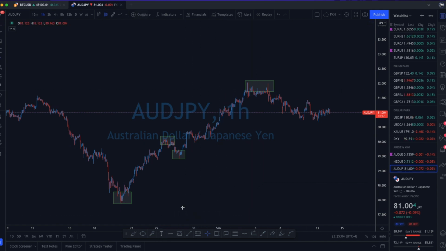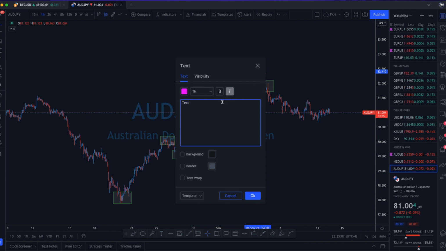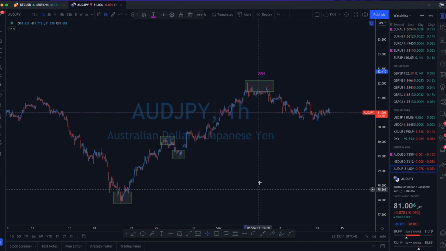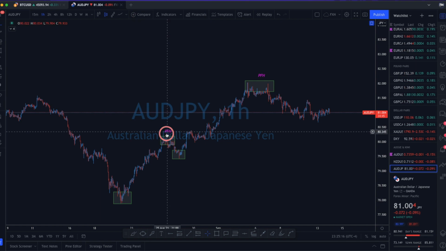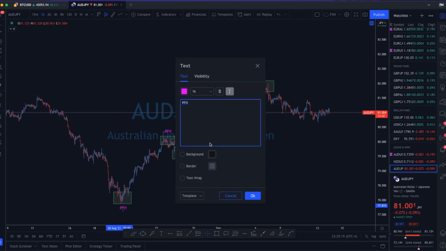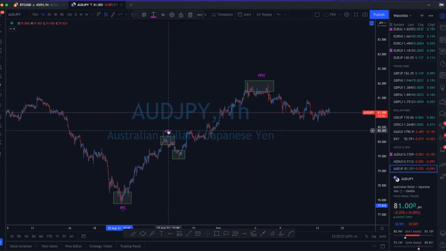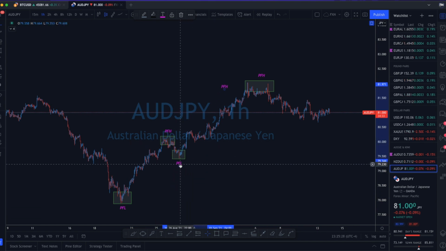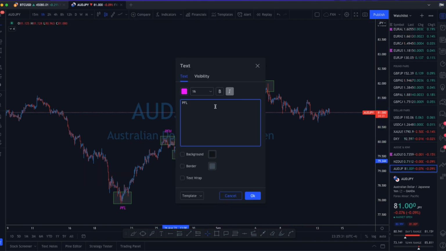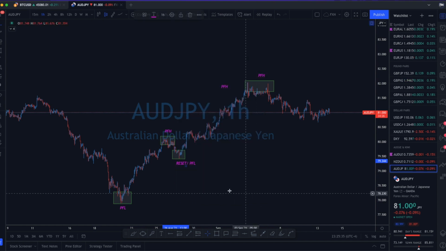So you could say, hey, we're coming off of a peak formation high. This right here would be a peak formation high, and then this right here would be a peak formation low, like that. And then this right here would be a reset, which would in turn come into being a peak formation low, right?